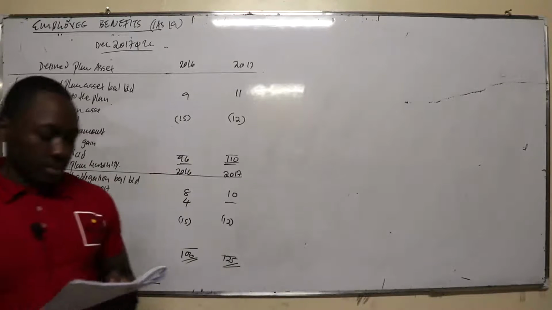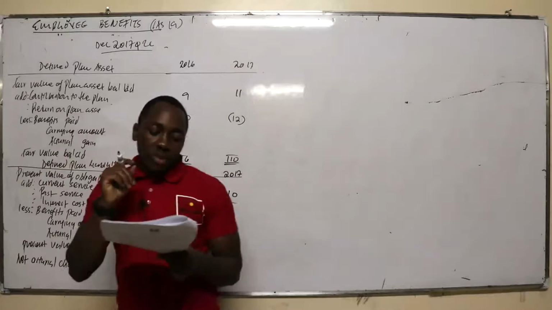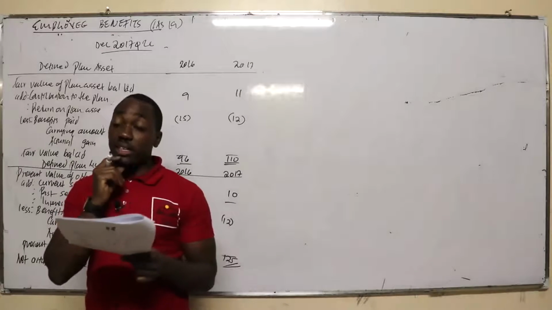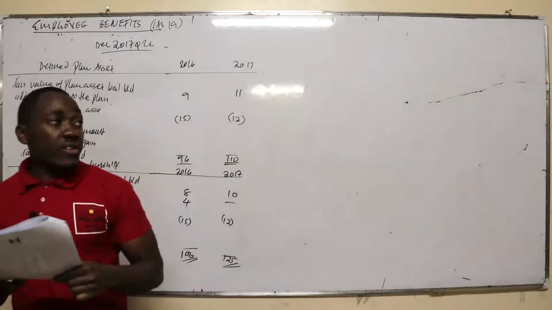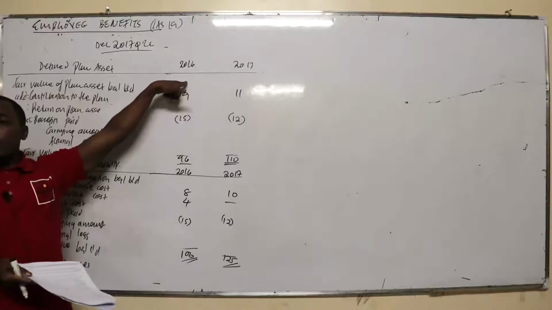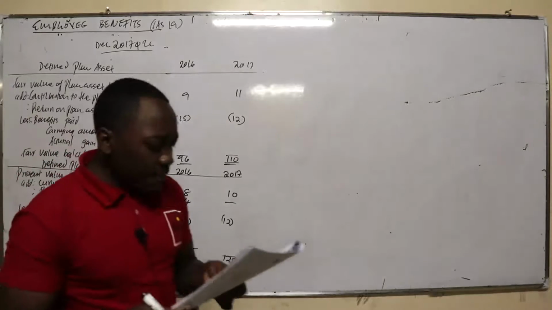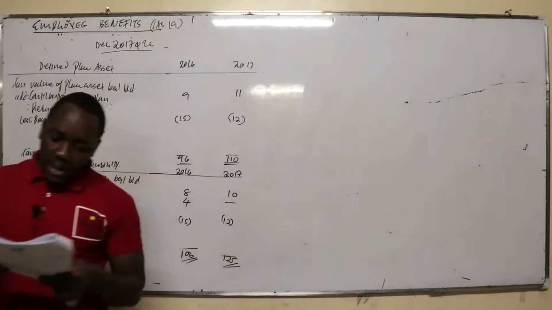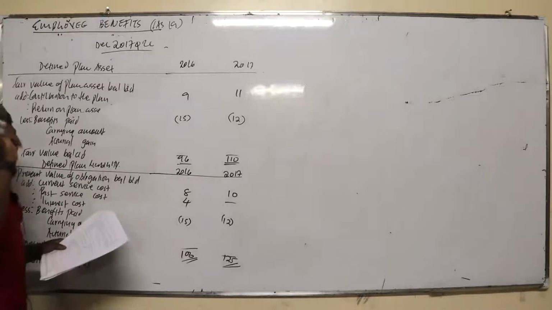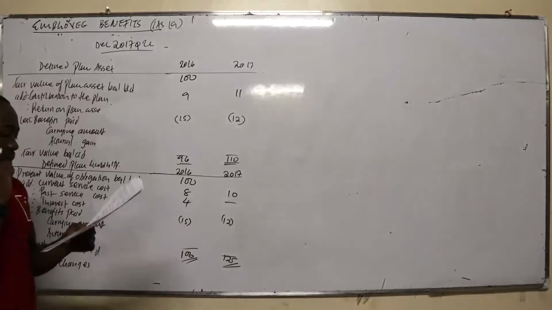Additional information. As at 1st November 2015: we are told that the year ends on 1st October. If the year ends in October, that means the financial year started in November. So here you have 2016 and 2017. For year 2016, it started on 1st November 2015. Number one, as at 1st November 2015, the present value of plan obligation and the fair value of plan asset were both how much? 100. So the balance brought down for both asset and liability was an amount of 100.